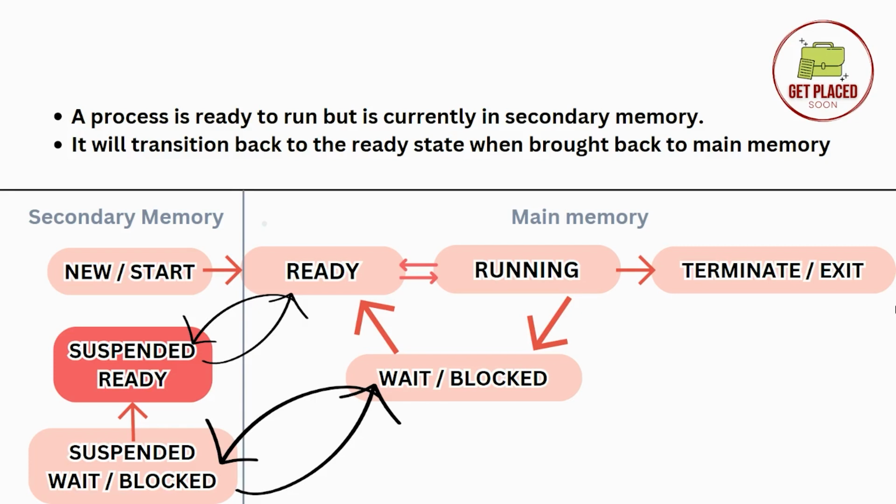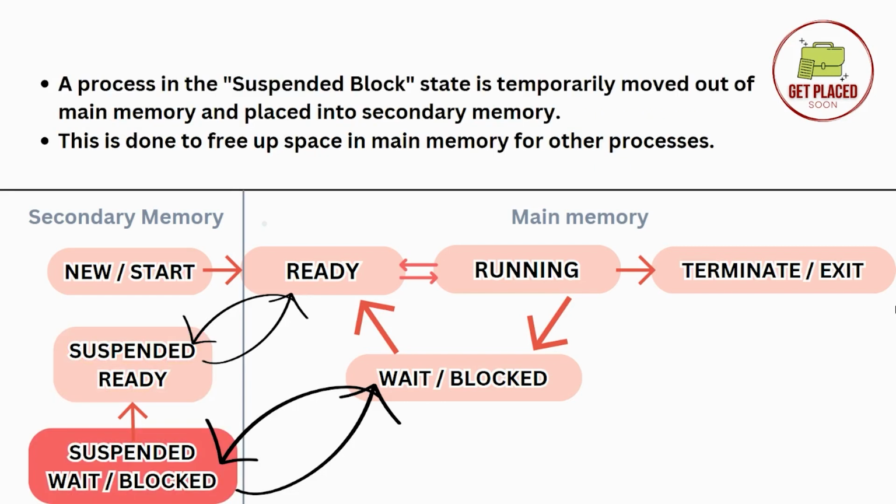Now let's first understand suspended ready. A process that was initially in the ready state is swapped out of the main memory and placed onto the secondary memory. This process will transition back to the ready state when it is back in the main memory. Similarly, let's understand suspended wait, or block. A process in the suspended block state is temporarily moved from main memory and placed into the secondary memory. This is done to free up space in main memory for other processes.